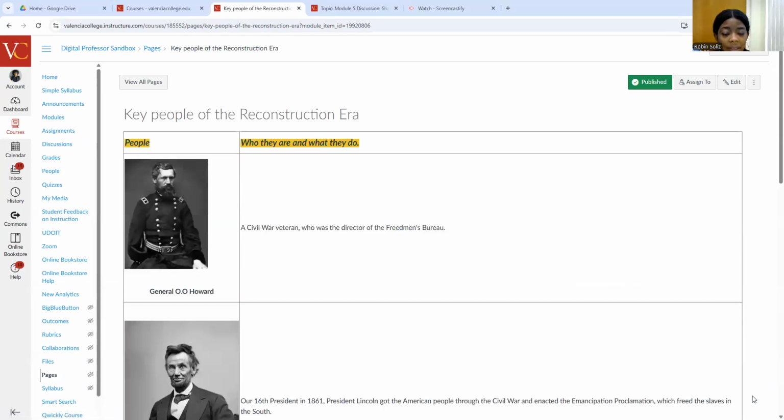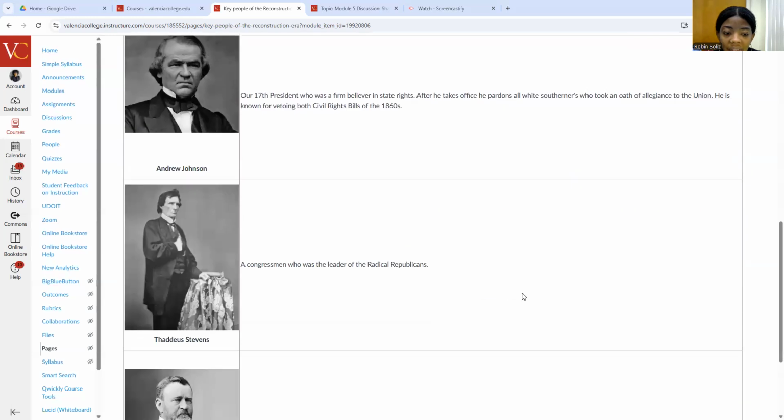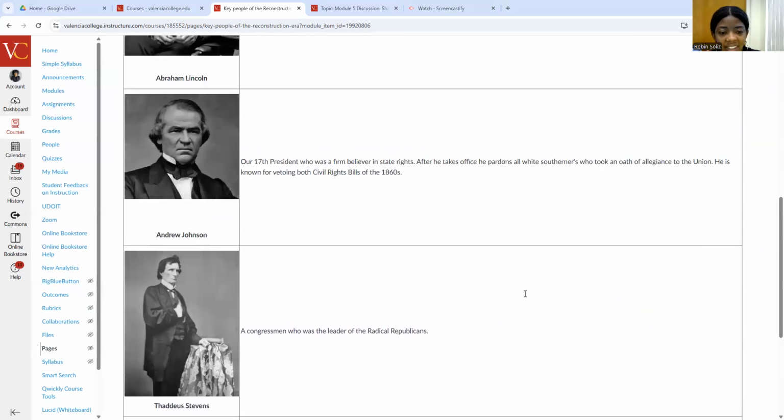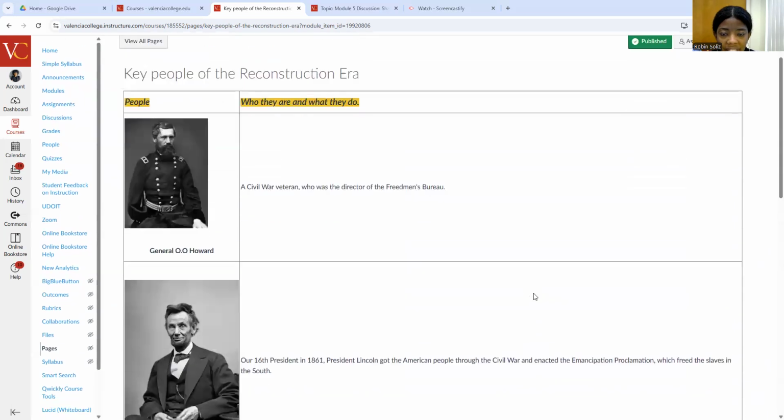Then we also have key people. I feel it's very important to put a name to a face in history because you can easily get confused with people. You may think someone is one person and they're really not. So I just like to put names with faces and give a brief overview of what they accomplished and who they are. So as you can see, those are our key people of the Reconstruction era.